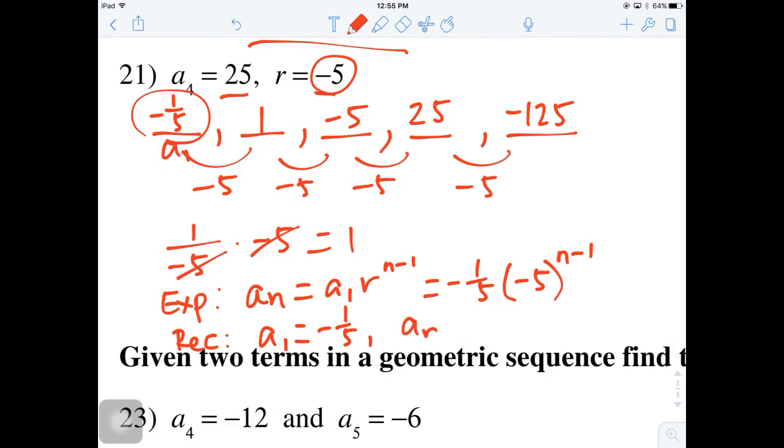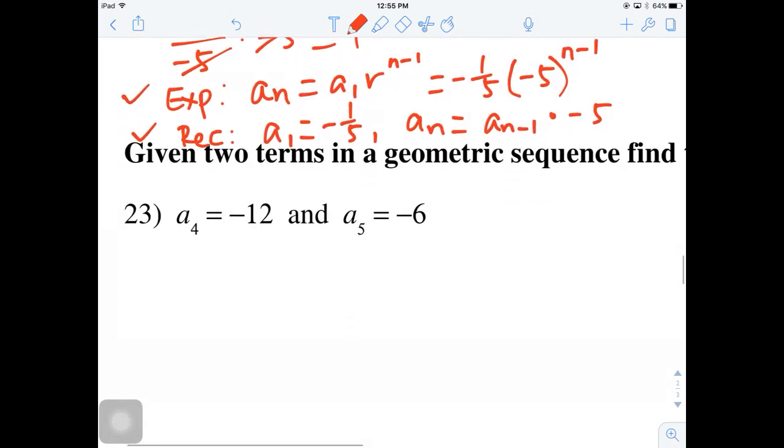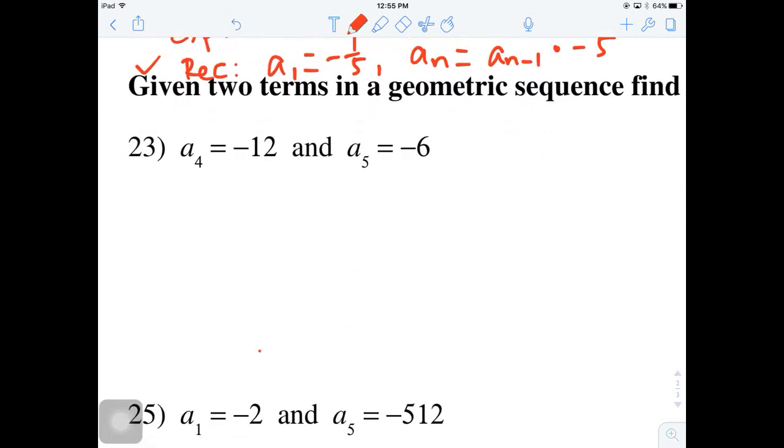And then a of n is going to be the previous term, a of n minus 1, times the ratio, which is negative 5. So that's both formulas, the explicit and recursive formula, for the sequence that is given. And that's the end of the problem. Number 23 is the last problem we're going to do.